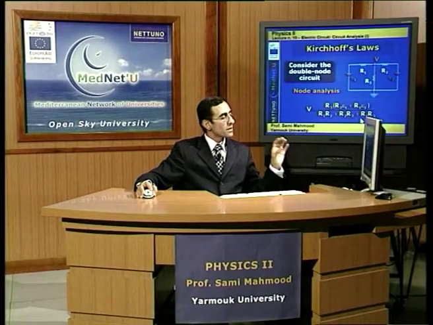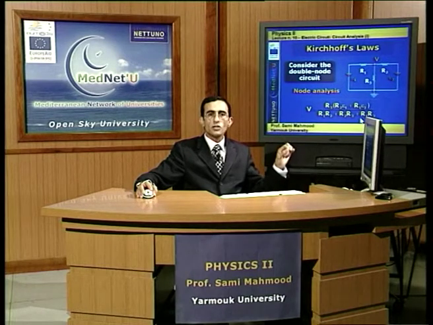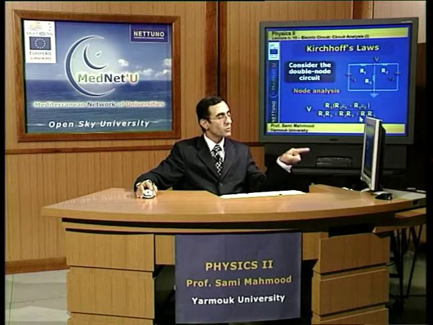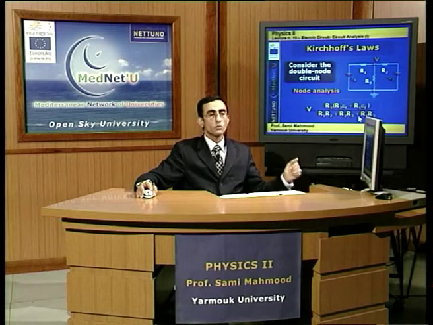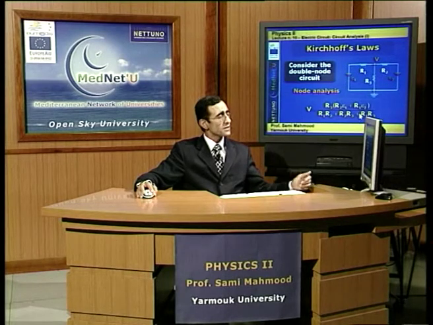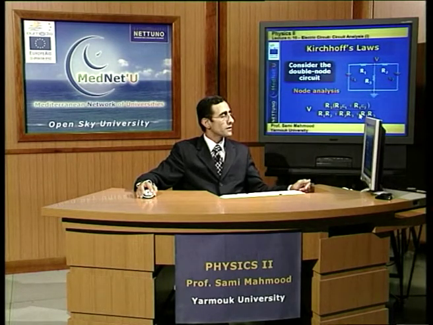This is an unknown potential, and we can solve for all the branch currents, because we know the relation between each branch current and this unknown potential. Now this potential is known, that means the branch currents are known. This is just a demonstration of the application of this approach.